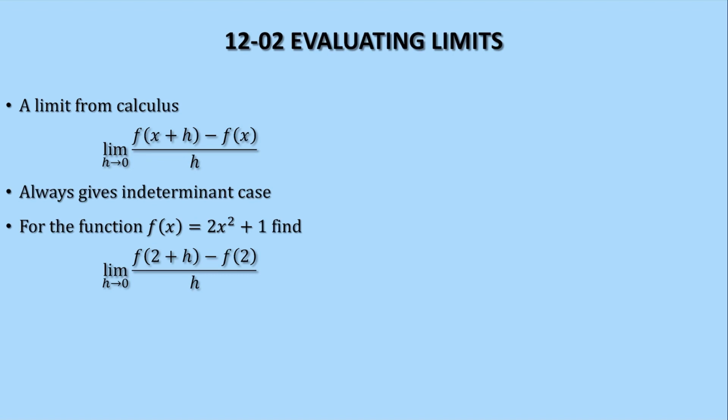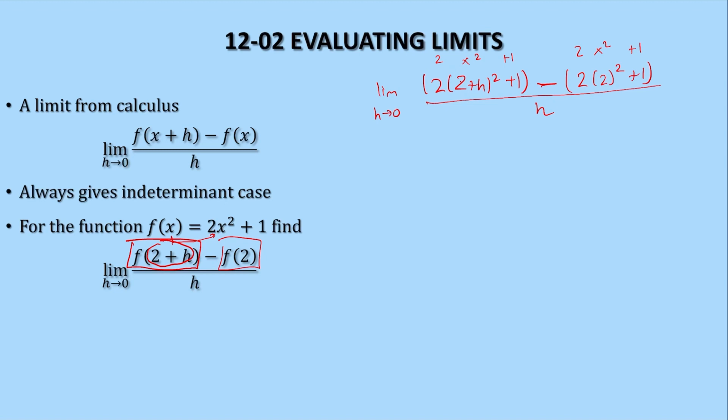All right, so here's how it's going to go. We're going to take this and plug it in for x. All right, so the limit as h approaches 0, so all of this becomes 2x, but x is 2 plus h, squared, plus 1. So this is 2x squared plus 1. That's my f of x. Minus f of 2. So it's 2x, but x is 2, squared plus 1. So this again is 2x squared plus 1 over h.